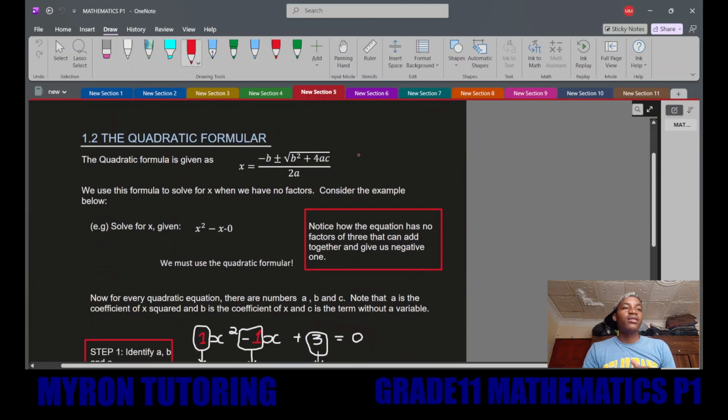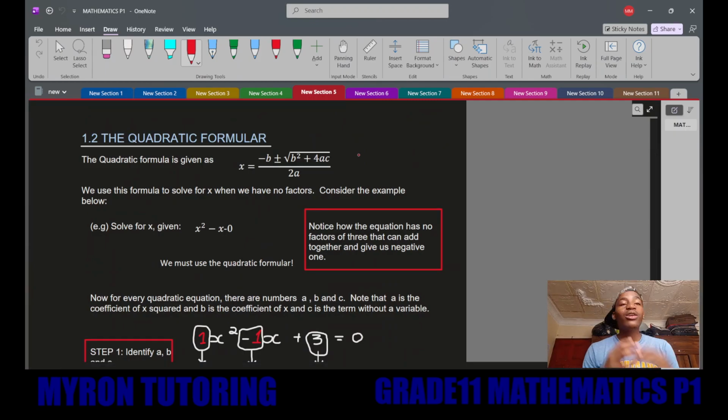Let us come now to the quadratic formula. The quadratic formula is given by x equals minus b plus or minus the square root of b squared. This is a common mistake for learners, which is why I didn't correct it. Inside there, it is not plus 4ac, but instead it is minus 4ac. It's minus 4ac. So you must be able to quote it correctly.